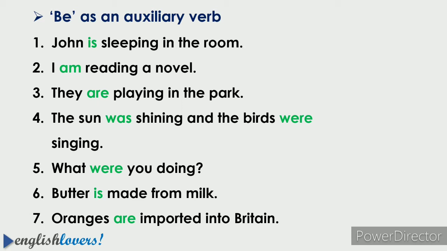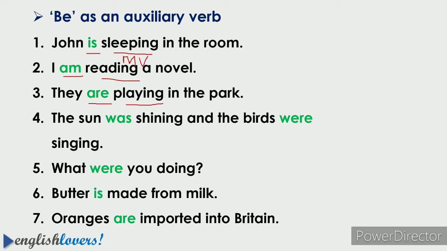How are we going to study this? See these sentences. John is sleeping in the room. I am reading a novel. They are playing in the park. Now in all these sentences, there is the be verb in the present form. In the first sentence it is is, in the second it is am, and in the third it is are. And the verb is in its ing form. So here sleeping is the main verb, and in the next sentence reading is the main verb.